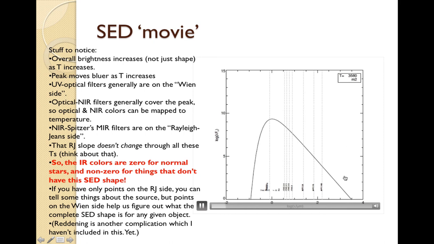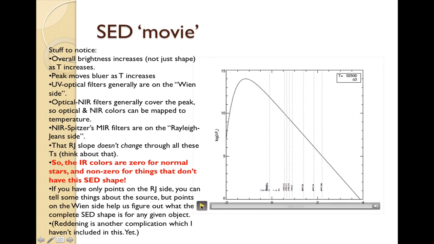So it starts at M8 and gets hotter and hotter, and you can see that the whole thing is getting brighter and brighter, but the peak is moving further and further to the blue. These almost completely illegible things here are marking the locations of the filters. Here's UBVRI. There's J, H and K in here. We've got the four IRAC bands. We've got three MIPS bands. Okay. Now, it's not just the same shape, the overall brightness is increasing as the T increases, and the peak is moving bluer.